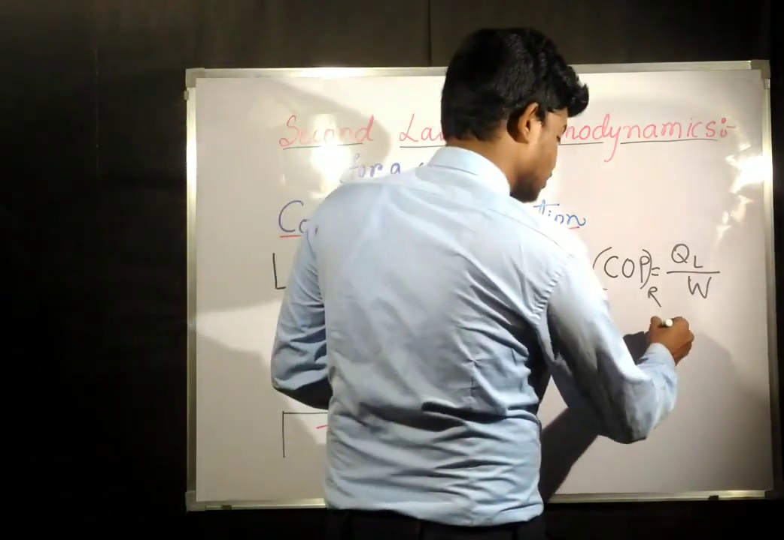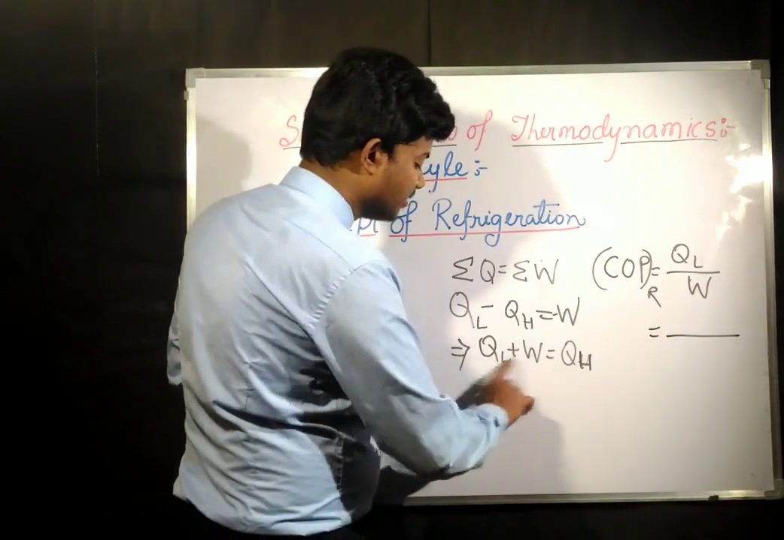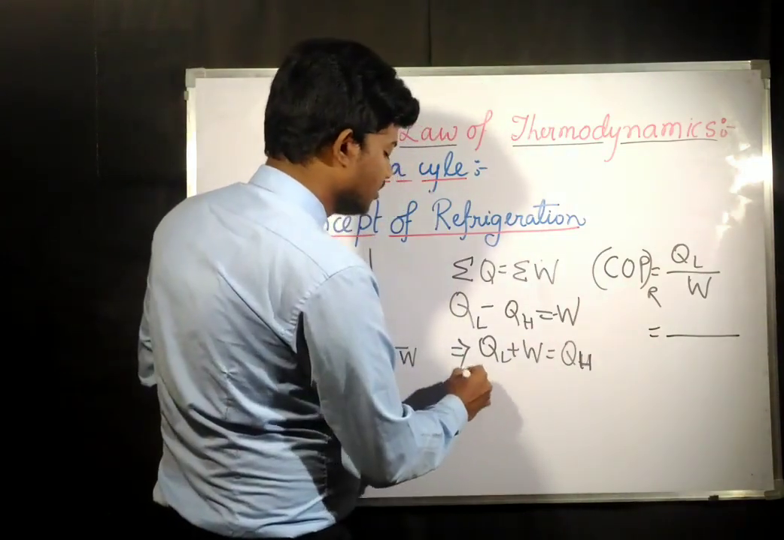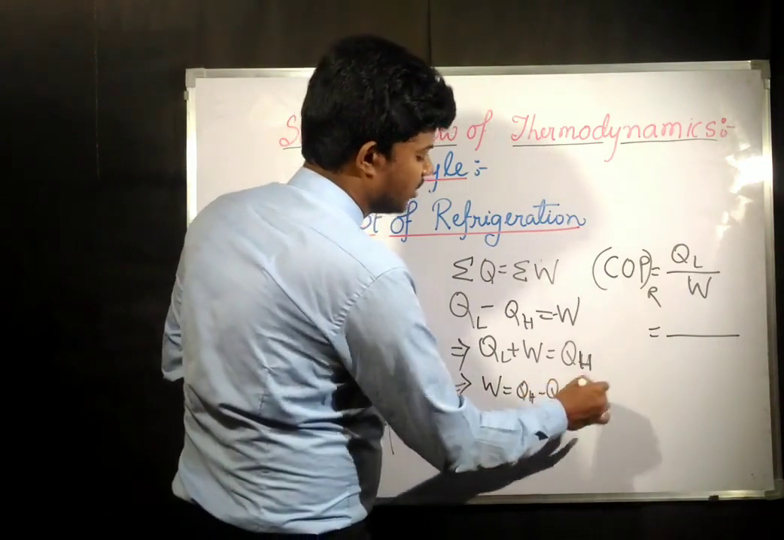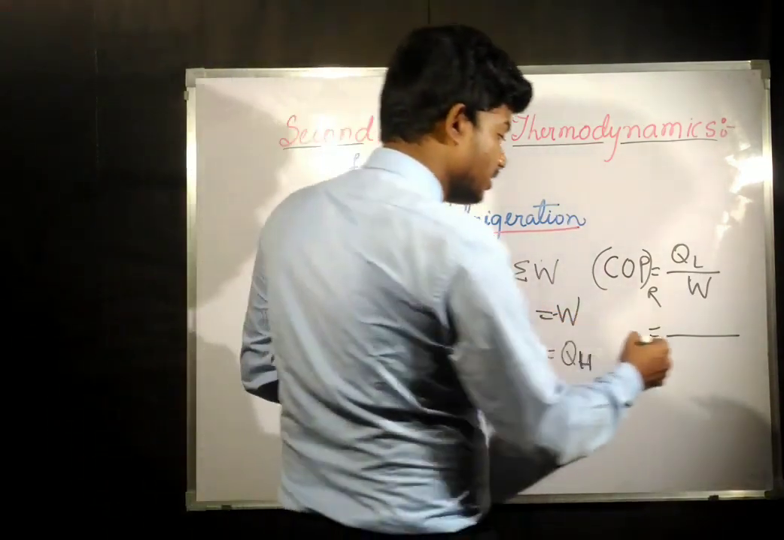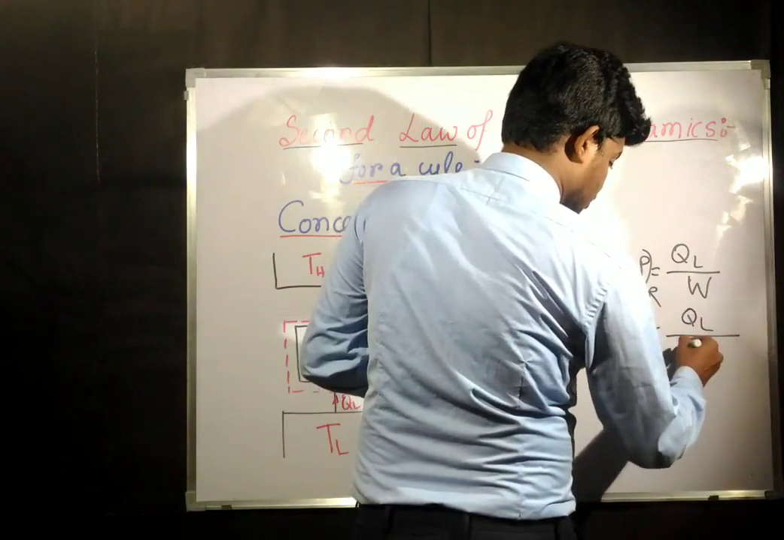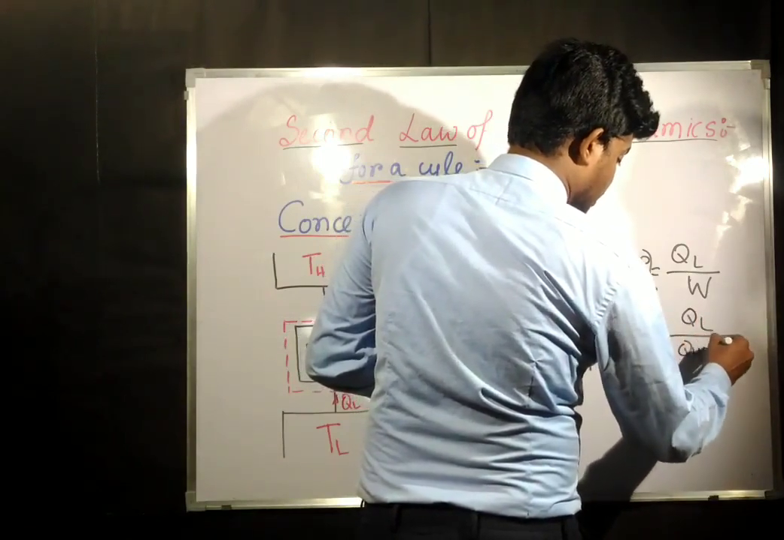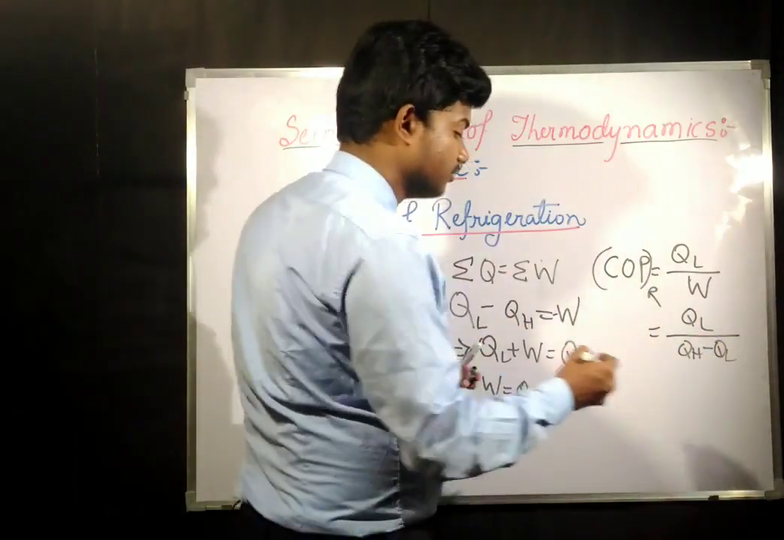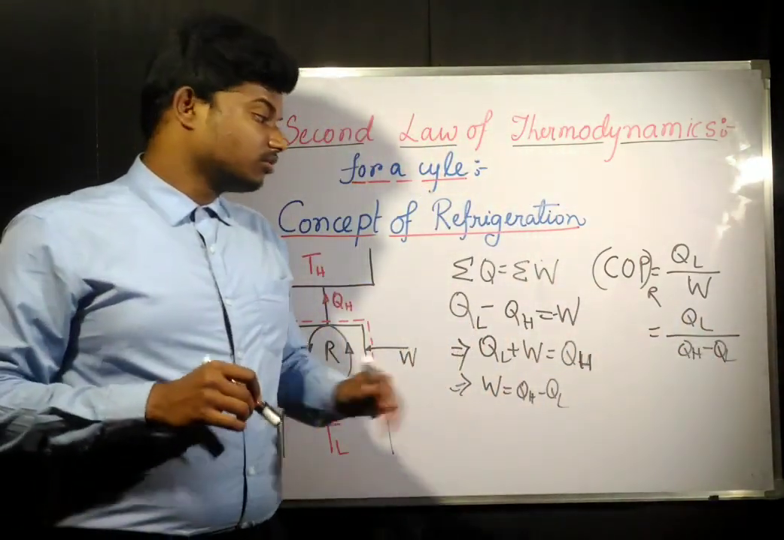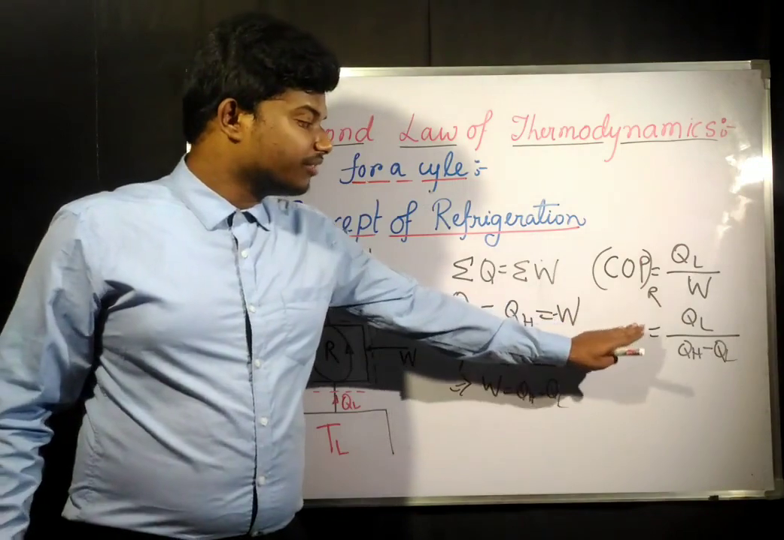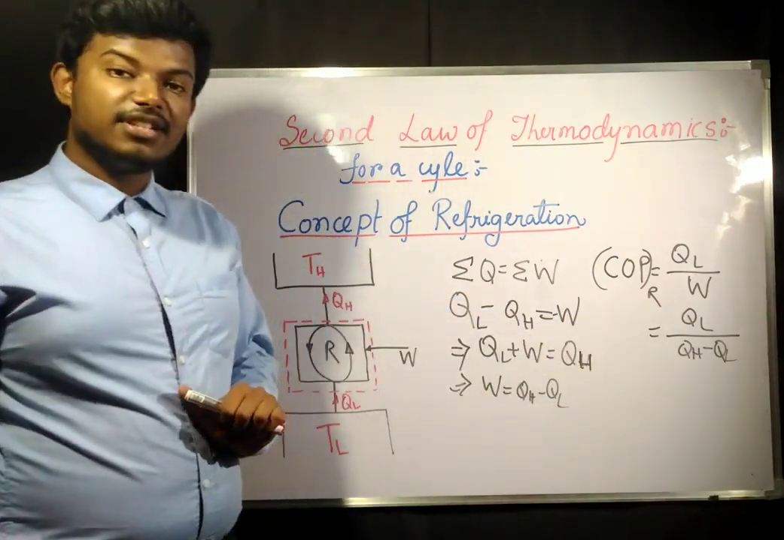Now from here, what is going to be W? W is going to be QH minus QL. So this is going to be your coefficient of performance for refrigeration.